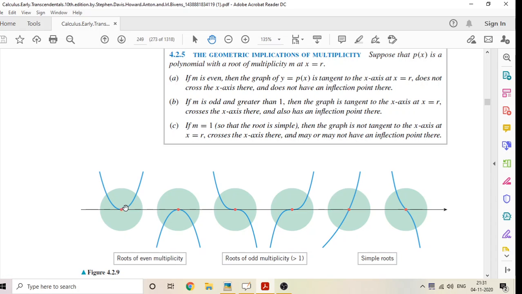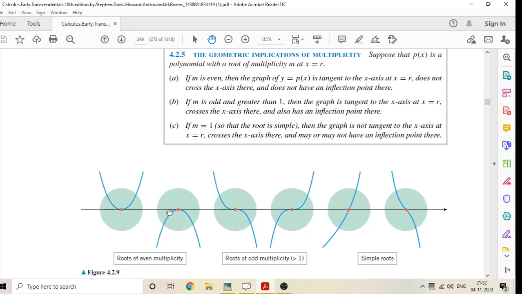If you look at the curve, it touches the x-axis and goes on; it does not cross the x-axis. So when you have an even multiplicity, the curve will not cross the x-axis, and here the concavity is not changing, so this point is not an inflection point. That is the geometrical implication when the multiplicity is even. So when the multiplicity is even, at that point it will not cross the x-axis, the x-axis will be tangent, and it will not be an inflection point.